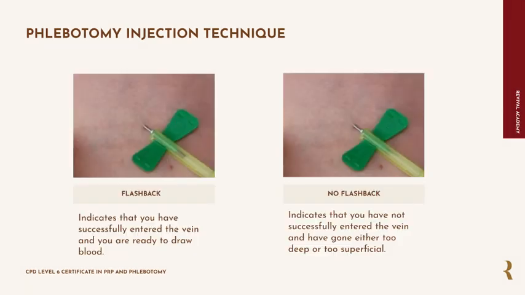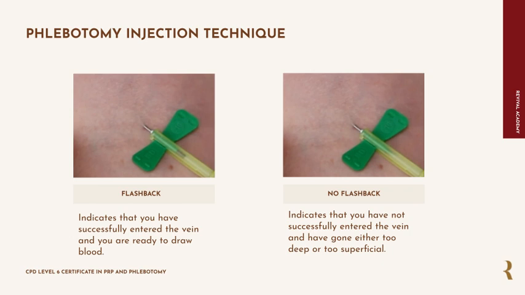Now there's something called flashback as well. You can see on the left hand side there's flashback, and that indicates that you have successfully entered the vein. Now on the right you see that the needle has no flashback. And how can you tell? You can see on the yellow part of the needle there is already blood coming through, and on the right side there is no blood coming through the needle.